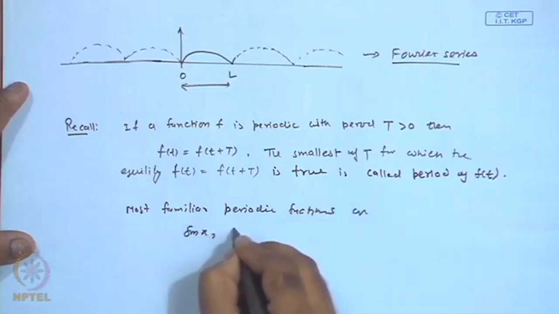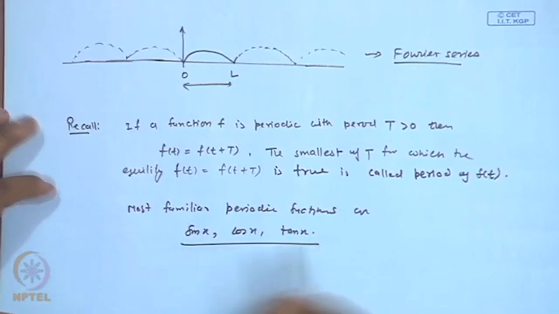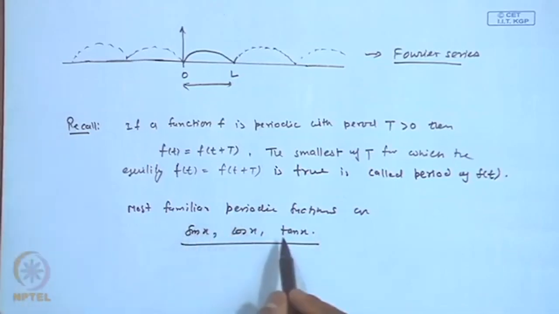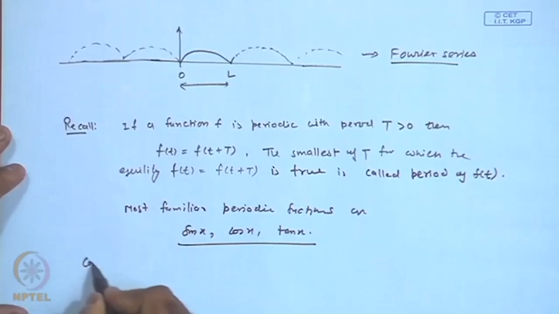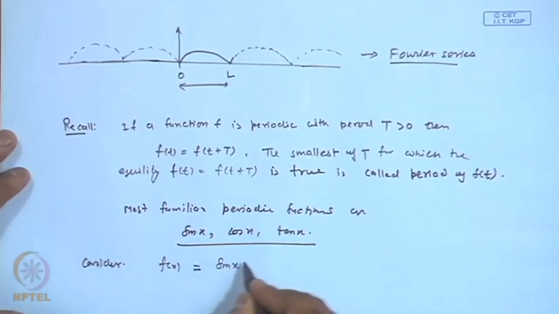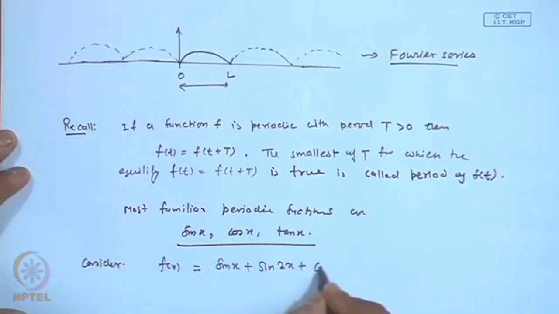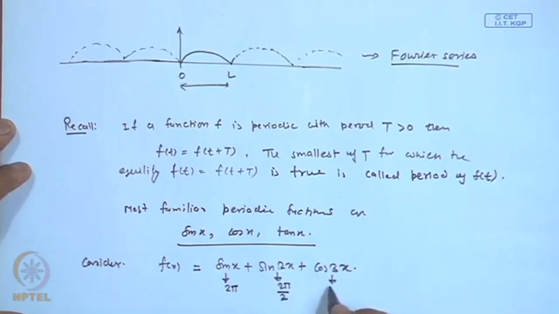Most familiar periodic functions, as we know already, are sin x, cos x, tan x, and so on. One property of periodic functions is that the sum, difference, product or quotient of two periodic functions is again a periodic function. So, consider for example a function f(x) as sin x plus sin 2x plus cos 3x. What is the period of sin x? It is 2 pi. The period of sin 2x is 2 pi divided by 2, and the period of cos 3x is 2 pi divided by the frequency 3, so we have 2 pi by 3.